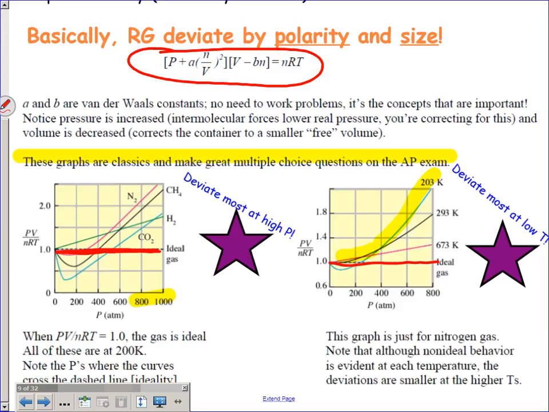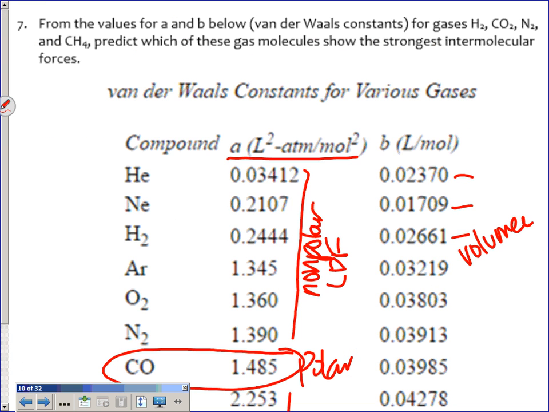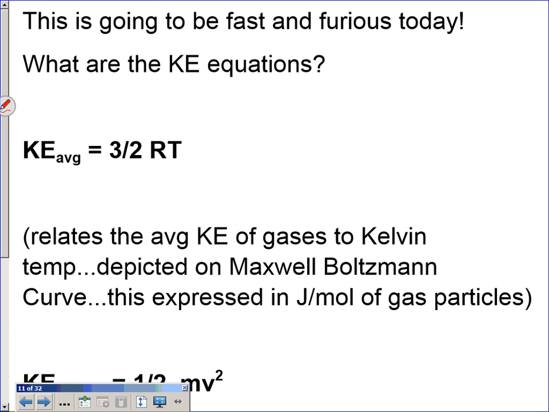Can I move on? Calculation. This is the kinetic energy stuff I had on the board yesterday. I didn't get a chance to talk about it. There are two kinetic energy equations. One is for the average of an entire sample of gas. One is for an individual gas particle. So you saw this one on your video from Monday, yes?